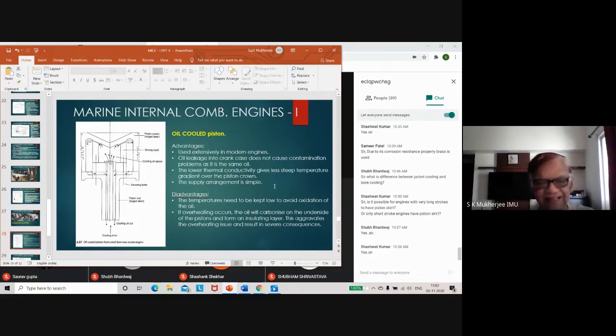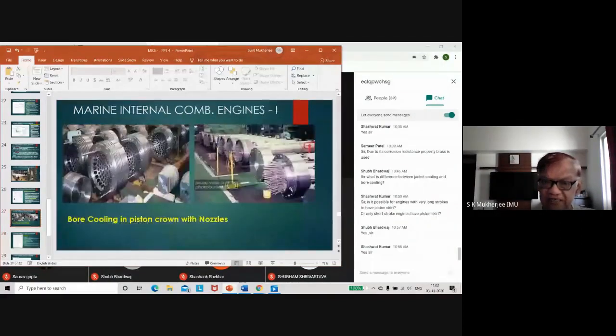Well, nothing is really simple, but it is just an added point. Because it does not require any special sealing, so that if it leaks, it will not cause damage to the oil, because it leaks into the same oil. What is the disadvantage? The temperatures need to be kept low to avoid oxidation of the oil.